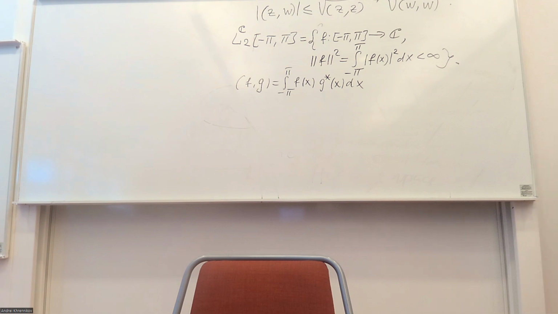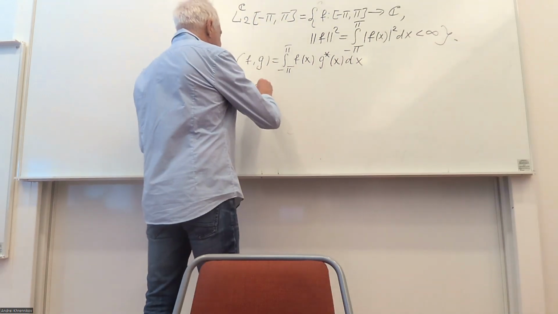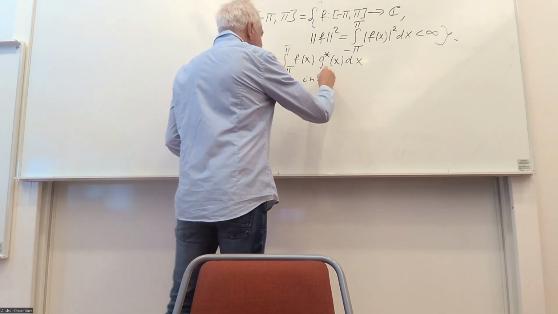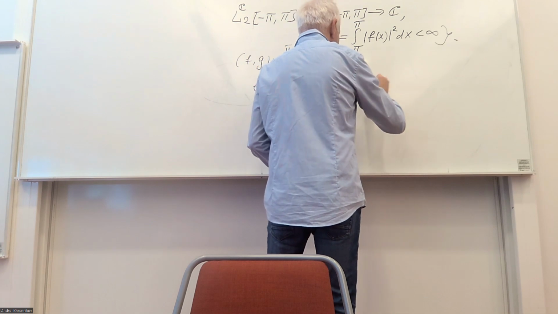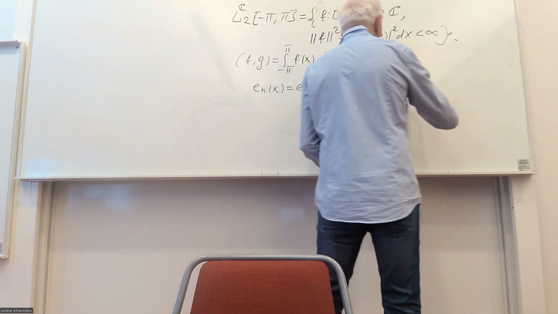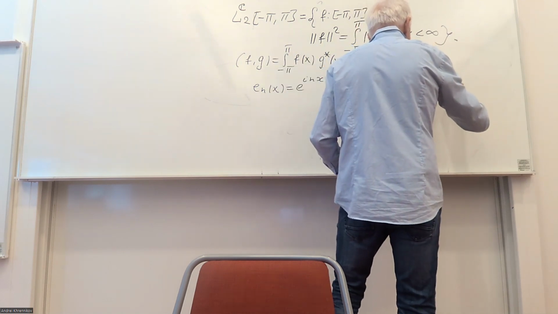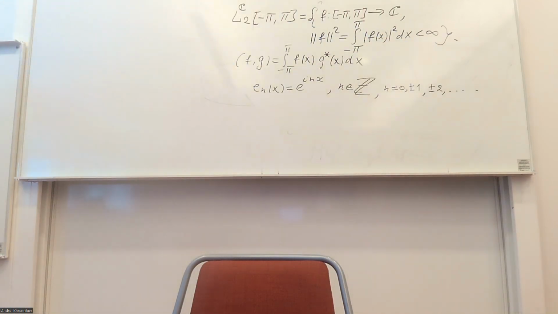And now consider in this space such functions: e^{inx}, the exponent of inx, where n is an integer. So n is 0, plus minus 1, and so on. Here we go even to negative n. So consider these functions, exponents in different degrees nx. Complex exponents.